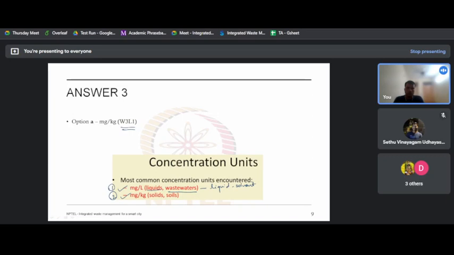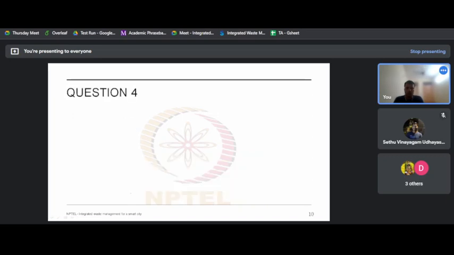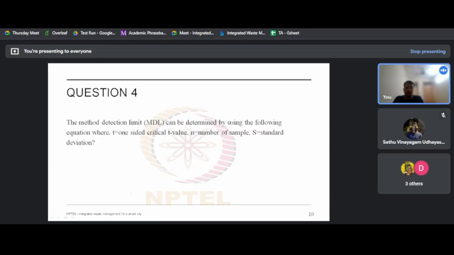Moving on to question number 4. The method detection limit can be determined by using the following equation, where T is the one-sided critical value, N is the number of samples, and S is the standard deviation.